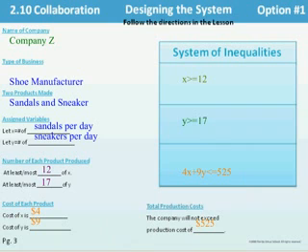Now, following the example in the lesson, I have chosen Company Z, shoe manufacturer, sandals and sneakers. I've assigned my X and my Y. I also decided that I am going to do at least 12 of X and at least 17 of Y. You could do at most if you want, and that would just simply change your inequalities over here, here, and here.